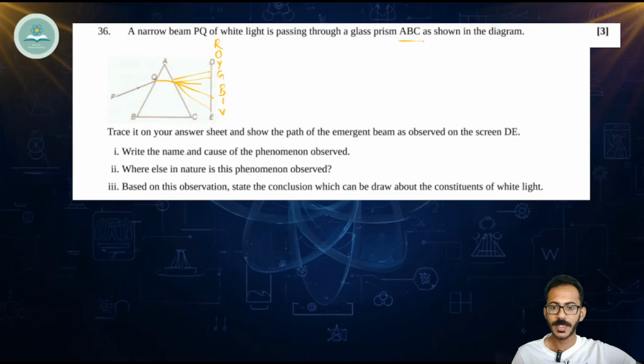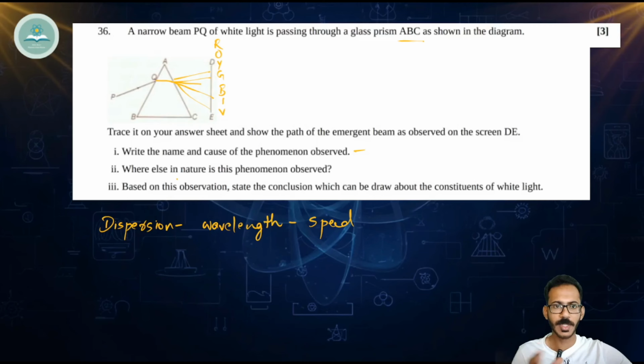First question is, write the name and cause of the phenomenon observed. So what is the name of the phenomenon? The name is dispersion. Dispersion of light. That's how it is splitting into 7 different colors. The cause is the difference in the wavelength of the light, due to which the speed of each color will be different. That's why different colors bend in different ways, getting dispersed in different ways.